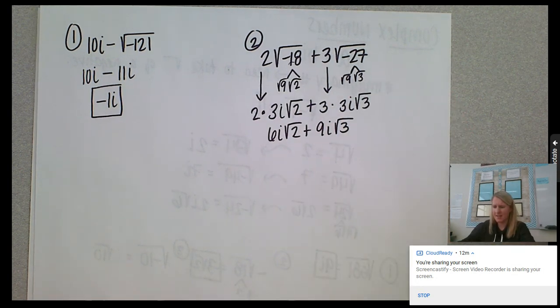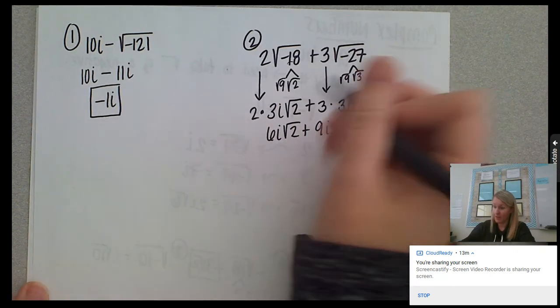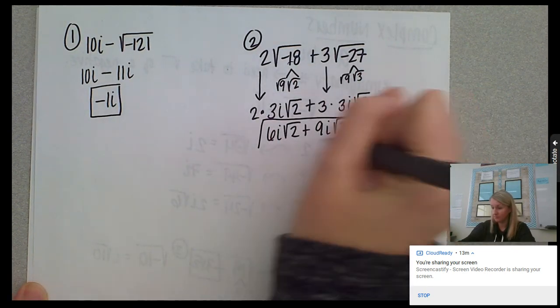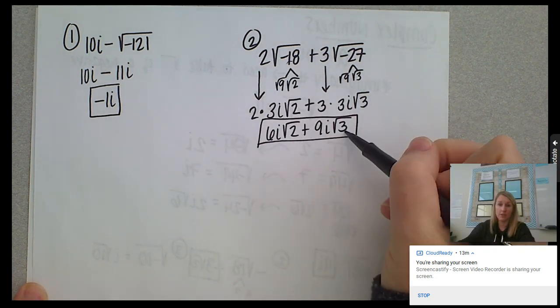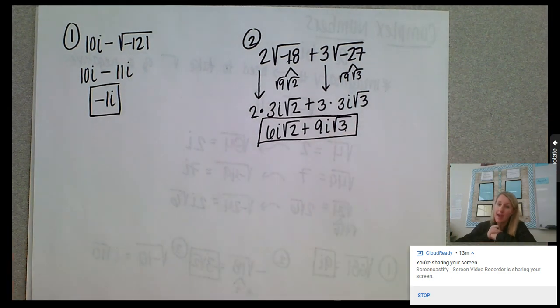Okay. And as I'm looking at this, I'm like, wait a second. We said we could only combine like terms. We said we could only combine things that had the same radical, and these do not. So if you ever see this happen, you're done. Since this is a square root of 2 and this is a square root of 3, those are not alike. They cannot be added or subtracted.